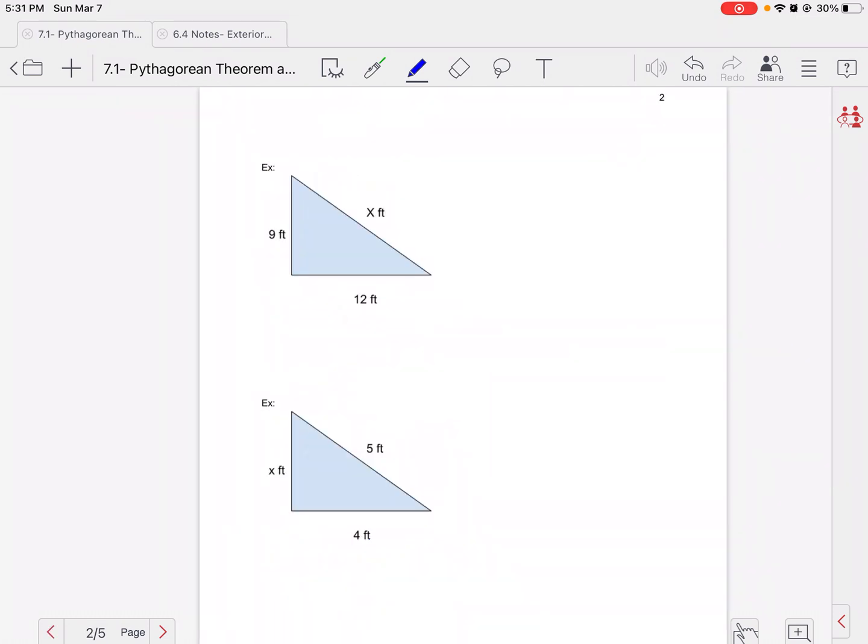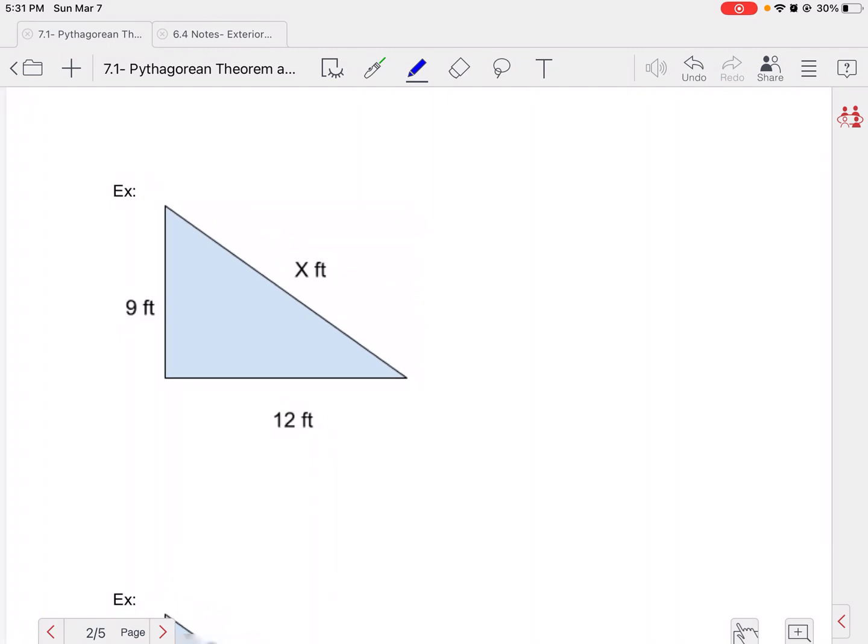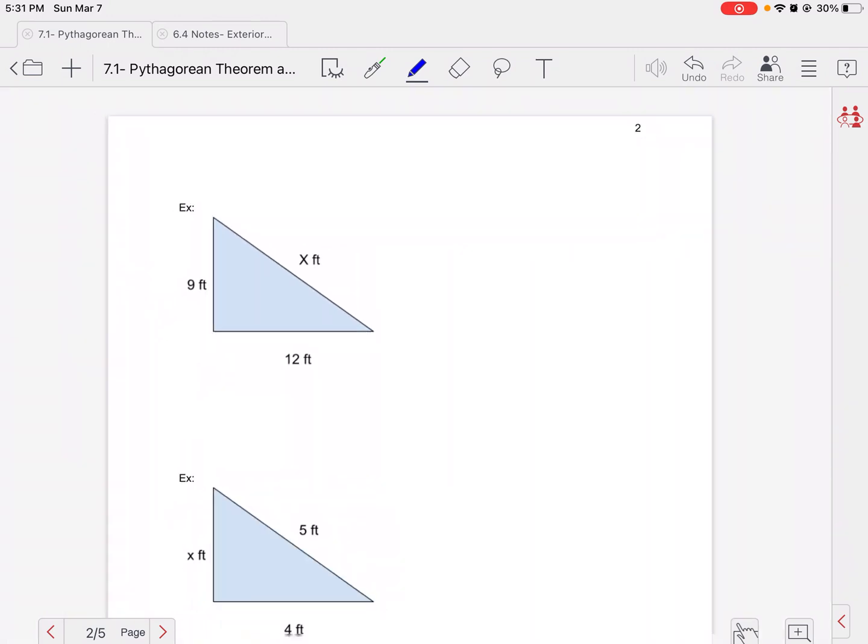All right, let's look at another one. Okay. Now, if we're looking at this, Alexa, stop timer.